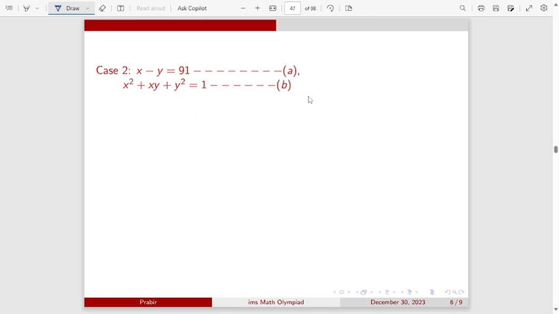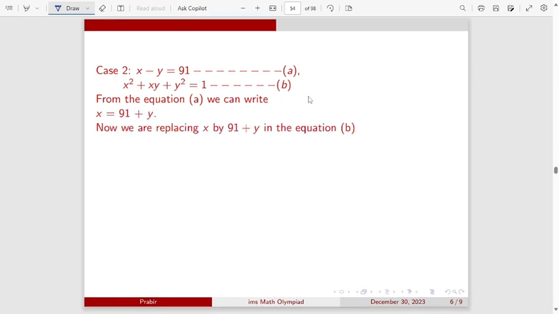Now let's go to case 2. For case 2 we are taking x minus y equal to 91 and x square plus xy plus y square equal to 1. We are going to use a similar approach. We again want to get x in terms of y. So that's why we are writing x equal to 91 plus y. And then we are again replacing x by 91 plus y in equation b. So what are we getting? (y plus 91) whole square plus y times (y plus 91) plus y square equal to 1.